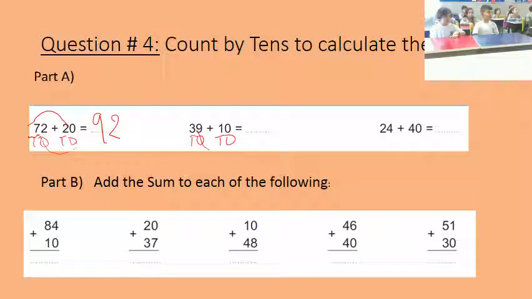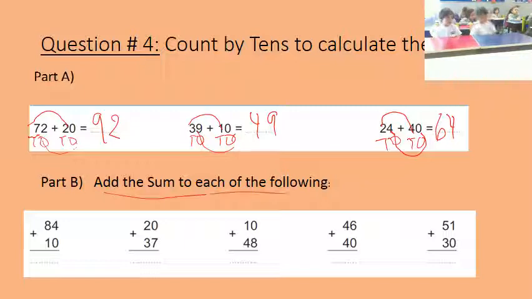Okay, let's do ones with the ones. 9 plus 0? 9. 3 plus 1? 4. 24 plus 40. 2 is tens, 4 is ones, 4 is tens. Bravo! Ones with the ones. 4 plus 0? 4. 2 plus 4? 6. What is the answer? 64. Good job.